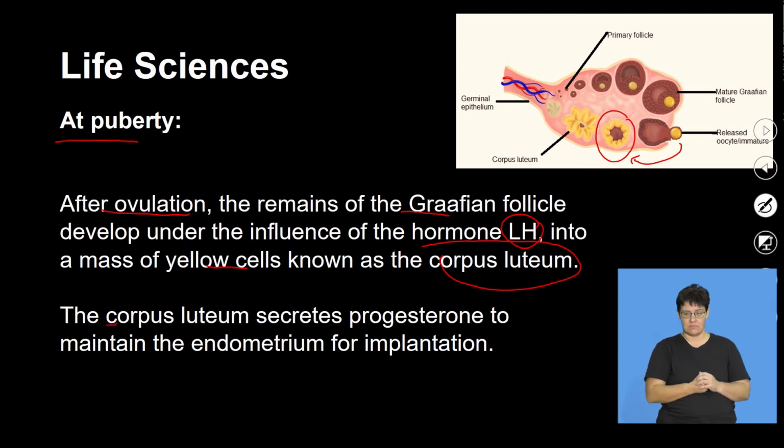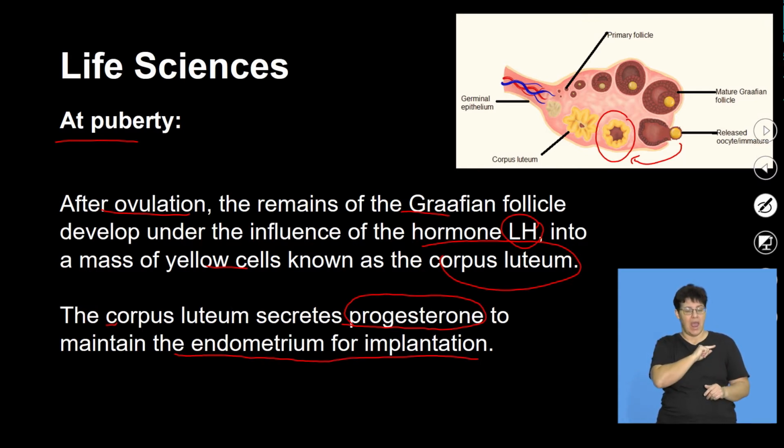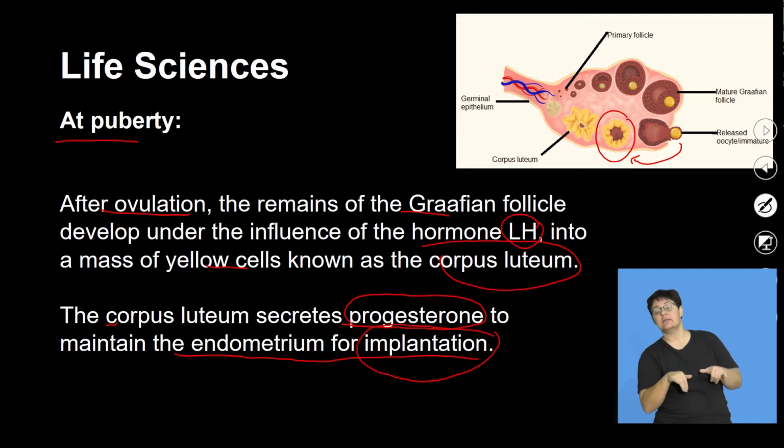The corpus luteum has a significantly important function, as it secretes a hormone called progesterone. And the progesterone plays an important role in maintaining the lining of the endometrium in anticipation of implantation of a sperm. And we will look at that in our next slide.